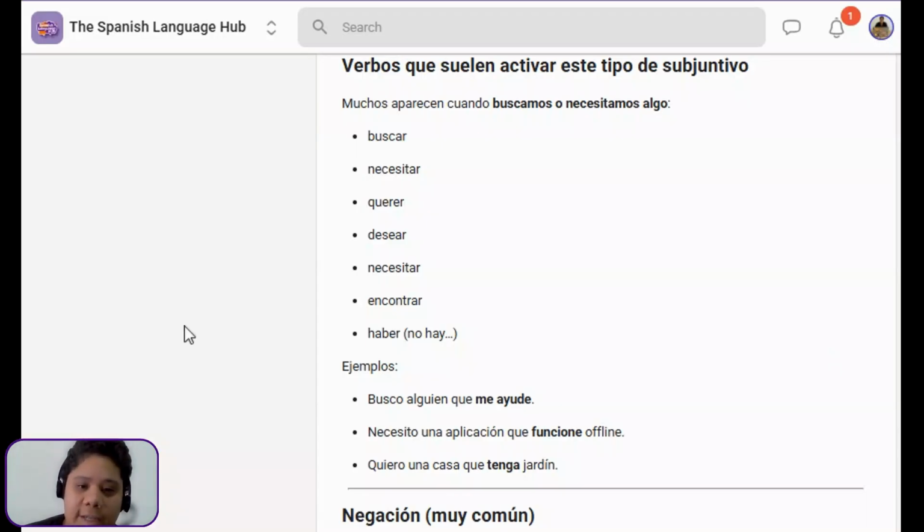Necesitar, encontrar, haber. We also use the subjunctive when the sentence is negative, many times. We're gonna see more of that in a moment.